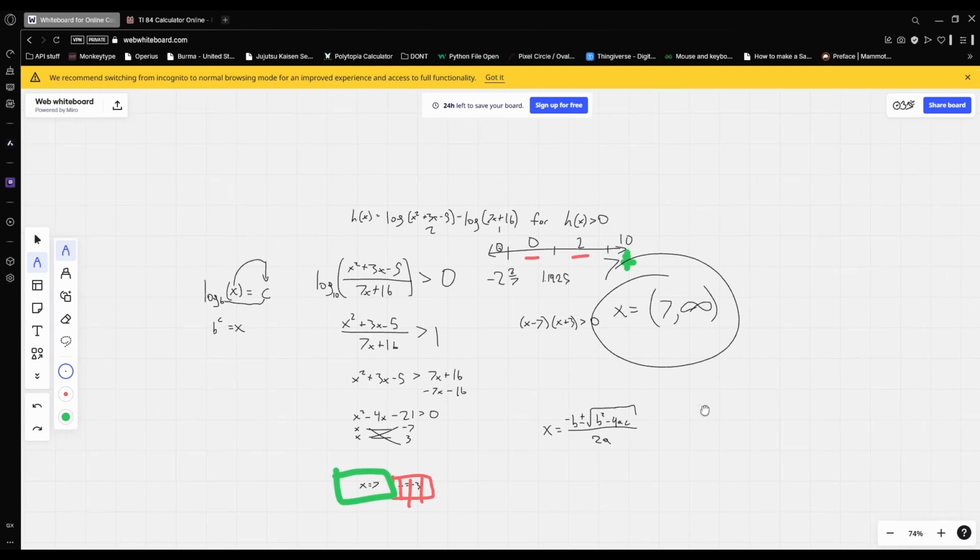And that is going to be all. That's going to be our example. I hope this helped.